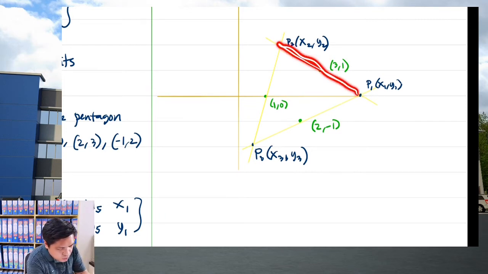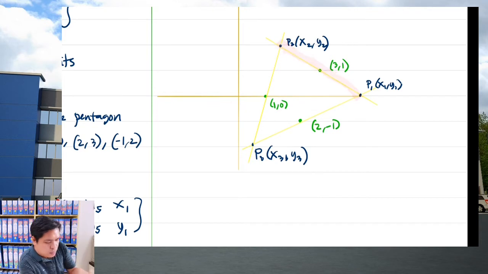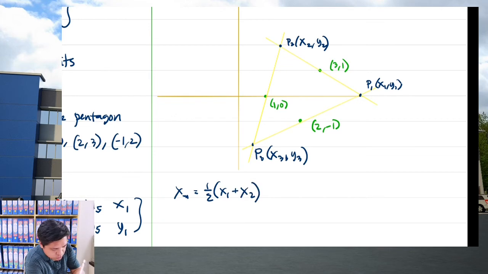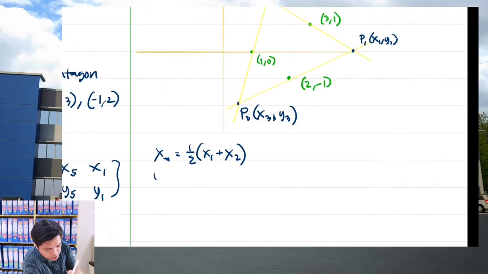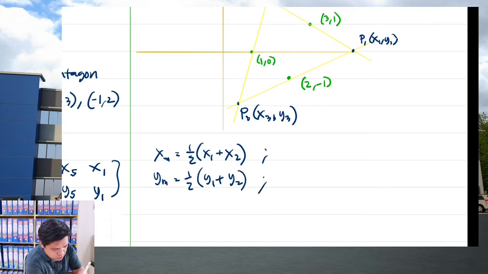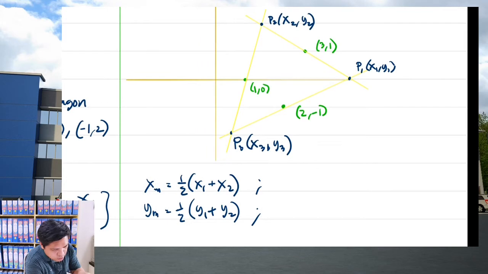If (3, 1) is the midpoint between P1 and P2, you know the midpoint formula, right? The midpoint xm is equal to 1/2 (x1 plus x2), same as ym, 1/2 (y1 plus y2). So now, sa xm natin, that's 3. So 3 is equal to 1/2 (x1 plus x2).